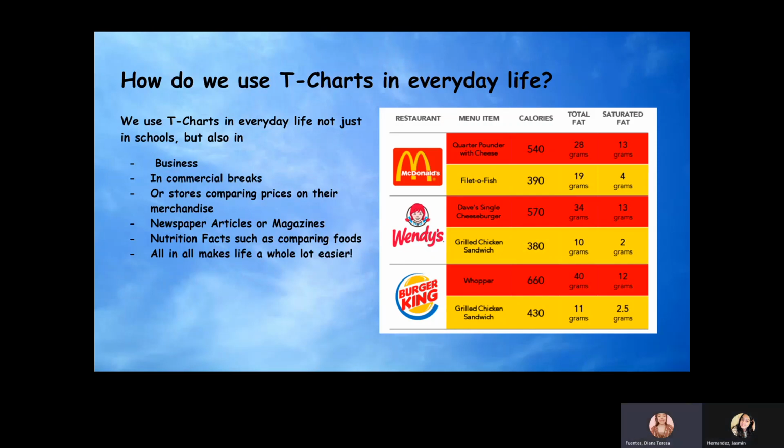How do we use T-charts in everyday life? We use T-charts in everyday life, not just in schools, but also in businesses, in commercial breaks, or in stores comparing prices on their merchandise, newspaper articles or magazines, and nutrition facts such as comparing foods. All in all, it makes life a whole lot easier.